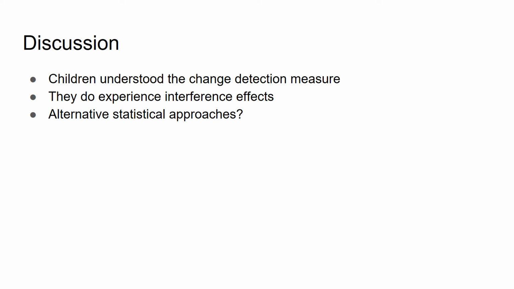In addition, we know from the results that children do experience interference effects, as changed item types were statistically different from both the repeated and controlled item types. Although the independent samples t-test did not yield significant results, perhaps using an alternative statistical approach to fill in the missing gaps of the data would yield significant results.